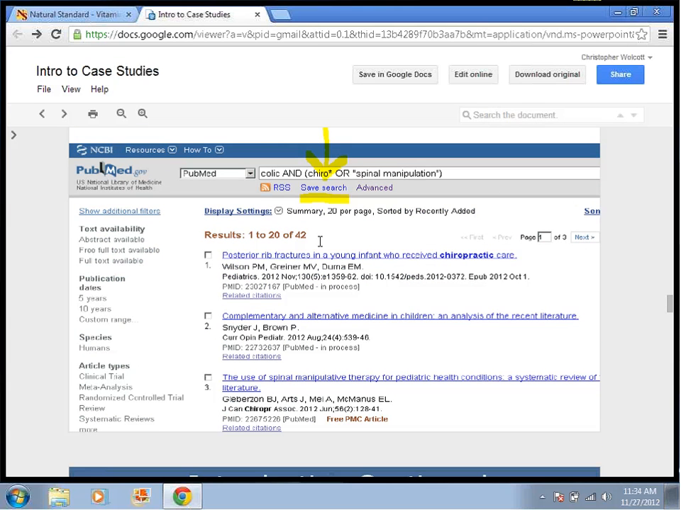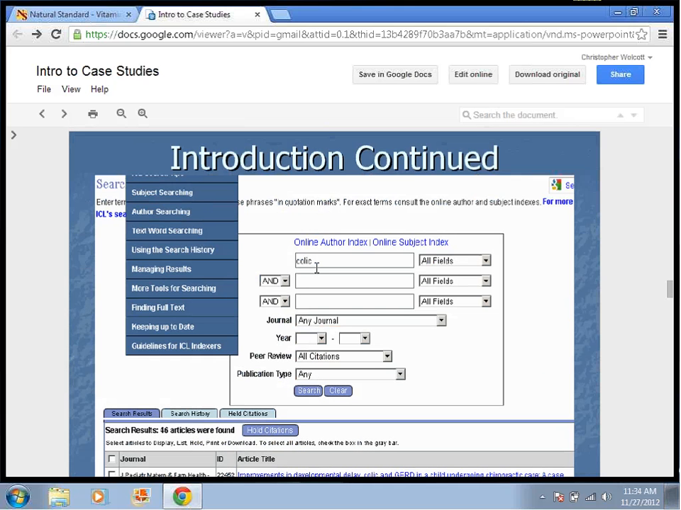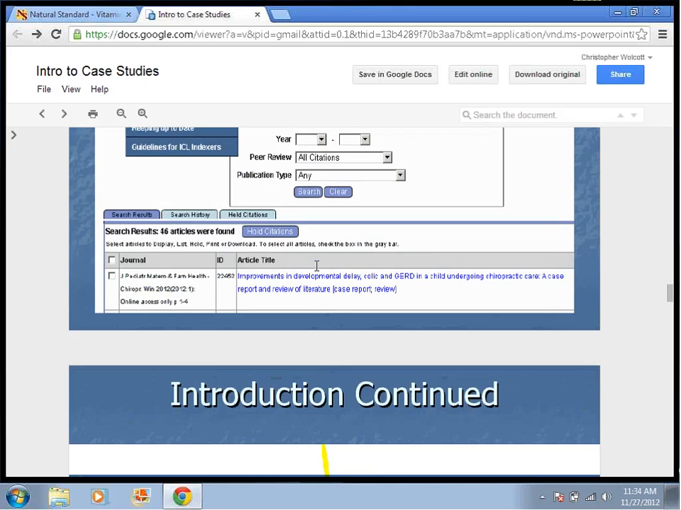If we do the same in PubMed, obviously colic is something that's been researched extensively, and so you can't just type colic and hope to find anything. So you have to come up with a good search. I came up with this rockin' search: colic, and in parentheses, chiro truncated, or in quotation marks, spinal manipulation. So essentially telling the program the same thing: I want colic and anything chiropractic related.